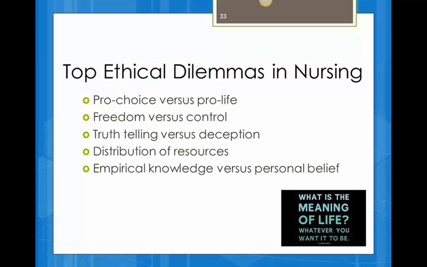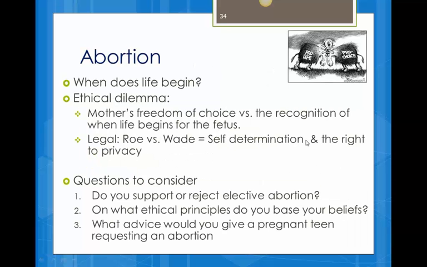So here are the top ethical dilemmas in nursing, and I'm not going to read through them, but you definitely can. One of the bigger ones is obviously abortion, and we know that this is a heated topic still today. But some of the ethical dilemmas is really, when does life begin?